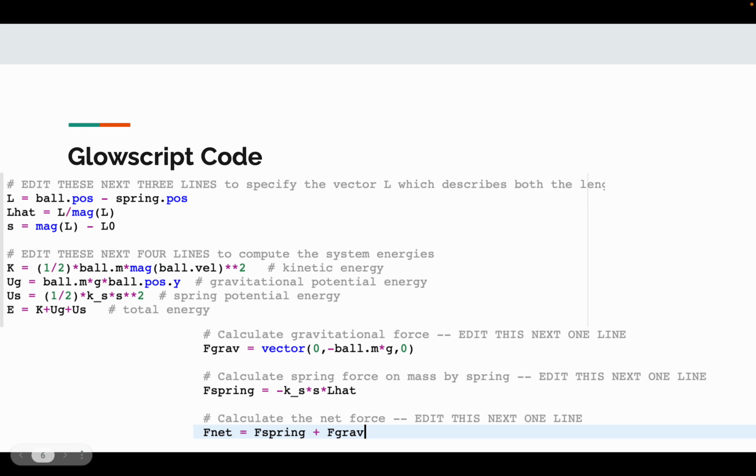Now for more GlowScript code, we can see that L equals ball position minus spring position, L hat equals L over the magnitude of L, and S equals mag L minus L naught.